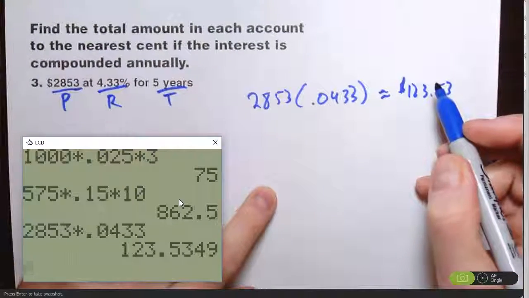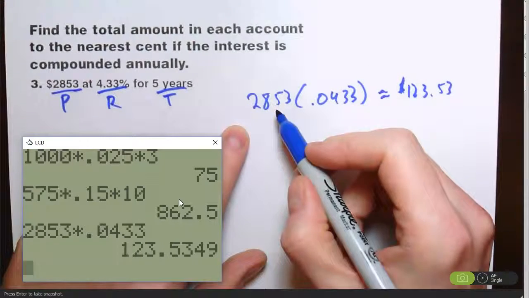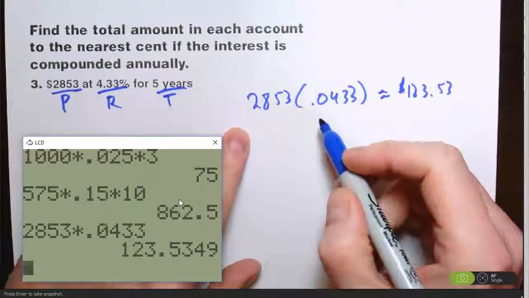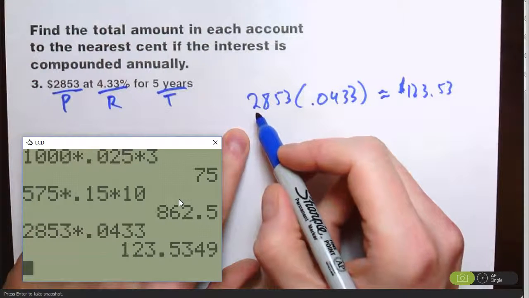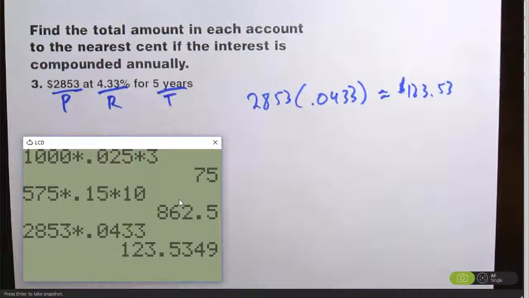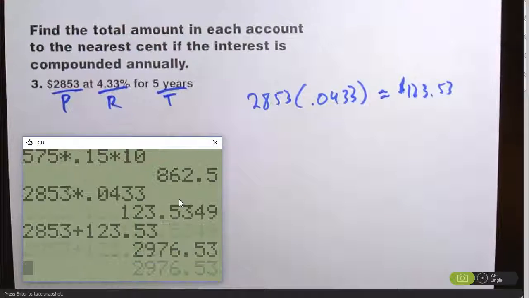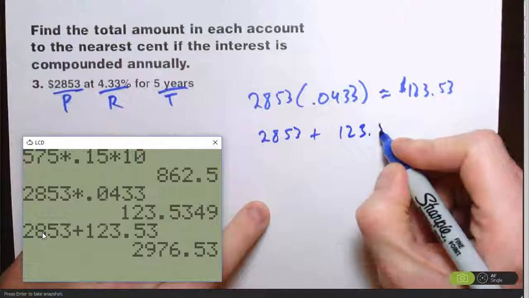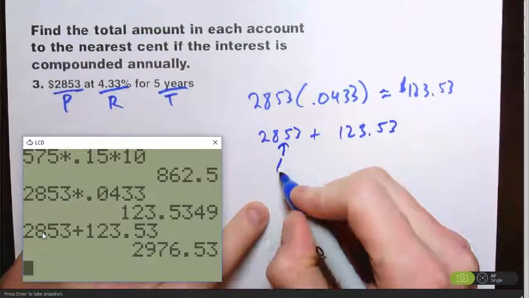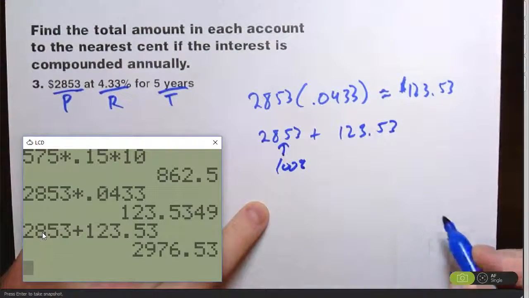And then what happens is that we add this back on to the original amount. Well, that's where Mr. Moyer gets lazy and says, I don't want to add this back on, because I'd have to go 2,853 plus $123.53. That's kind of a waste. This is 100%, the 2853 plus the 123.53, because it's the whole amount.